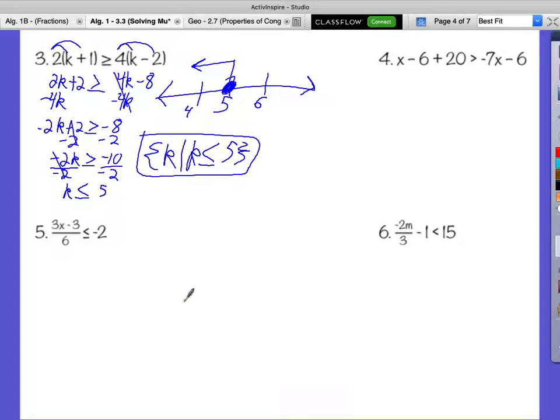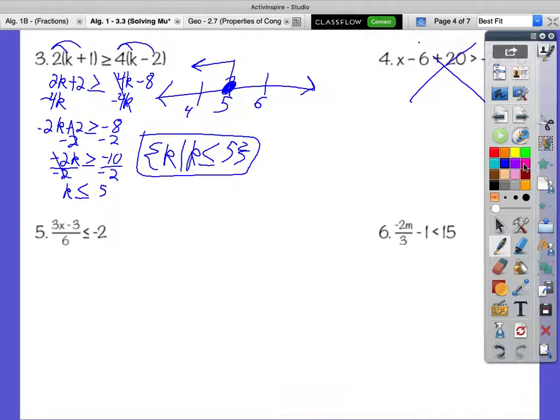Questions on that? Okay, Jacob and Liddy. We're actually going to skip number 4 and move on to number 5 here. Are you guys okay with skipping number 4? Yeah. Okay, I had a feeling. So let's look at number 5.